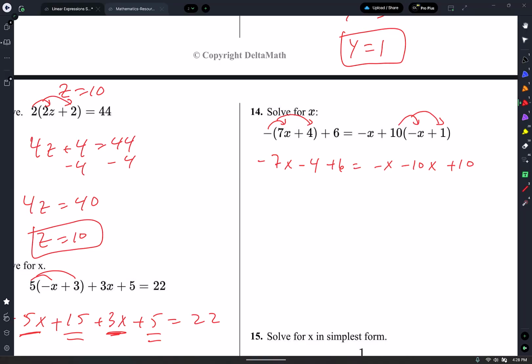We're still okay? Okay. Move this x to the left. Well, I guess first combine where you can. Negative 7x, negative 4 plus 6, what's that? Plus 2 equals negative 11x plus 10. Move the 11x to the left, guys. So plus 11x, plus 11x. The difference between 7 and 11 is 4. So I'm going to write 4x plus 2 equals 10. I'm going to move the 2 to the right. 4x equals 8. And then finally, I'm going to divide by 4. So x equals 2.